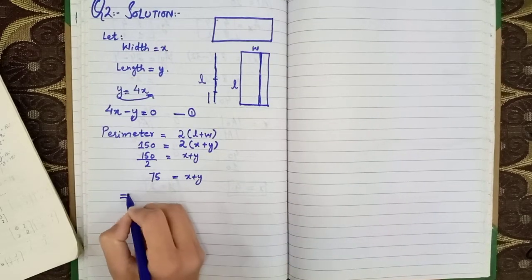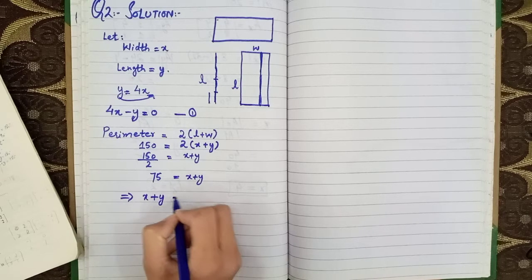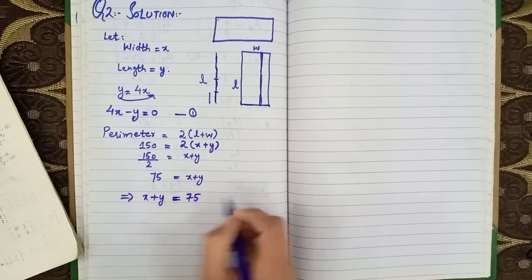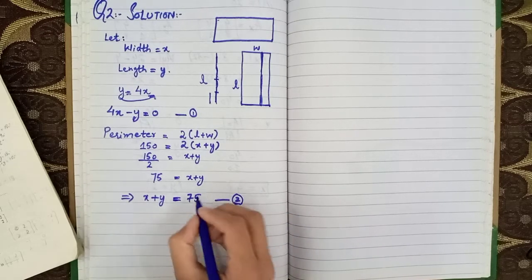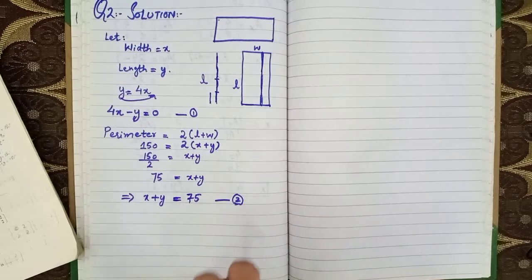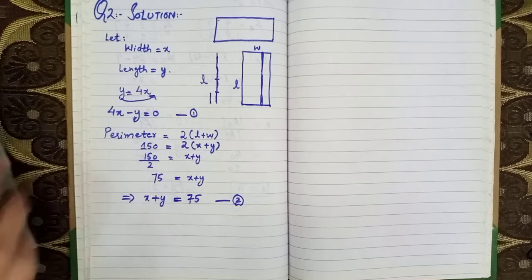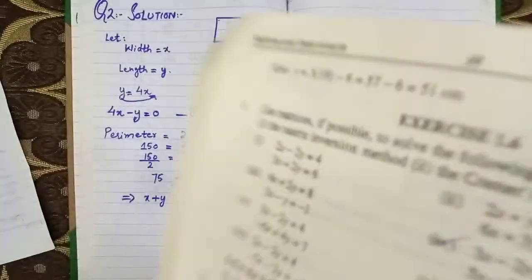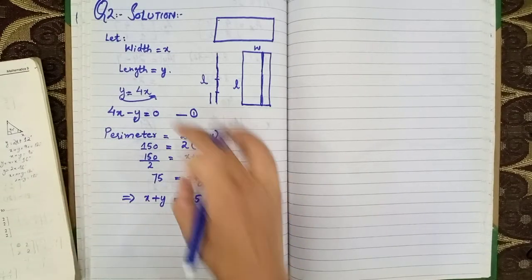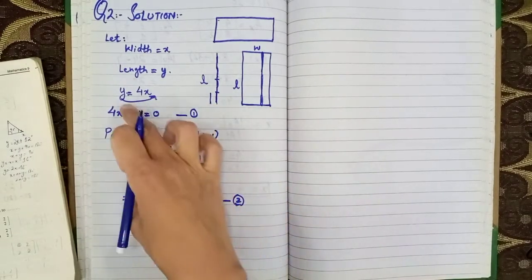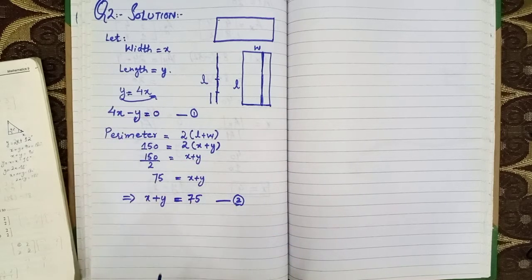So write it as x plus y equals 75 in a good form, so that in matrices it would be easy. You will make it like the simultaneous linear equations we solved earlier, like this form: 2x minus 2y equals 4, 3x plus 2y equals 6. In this form you are going to write these equations, so that picking of the matrix entries would be easy.